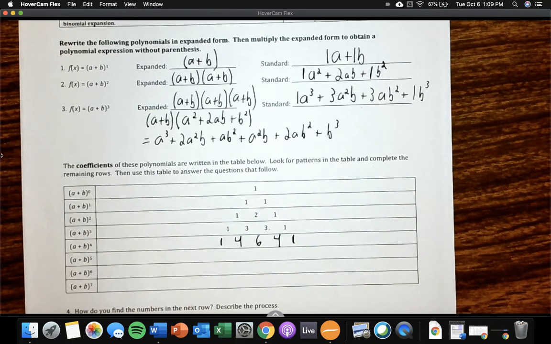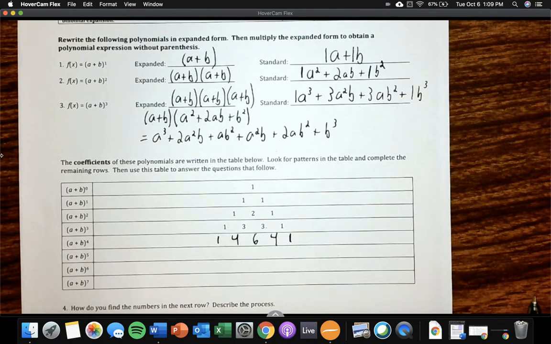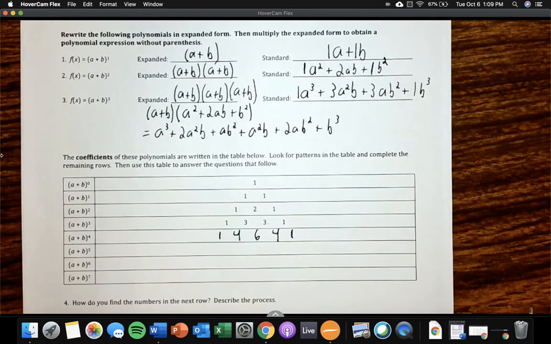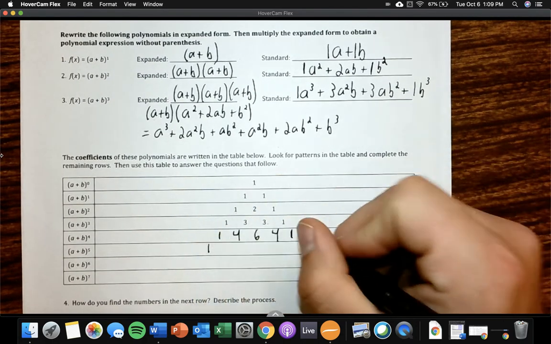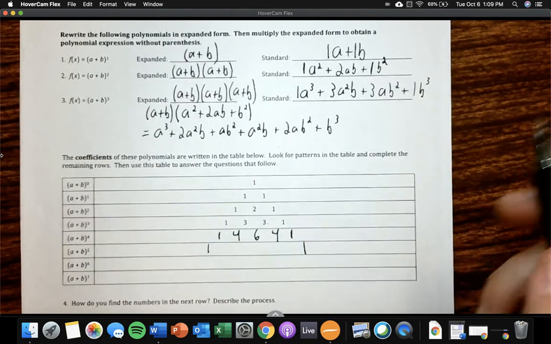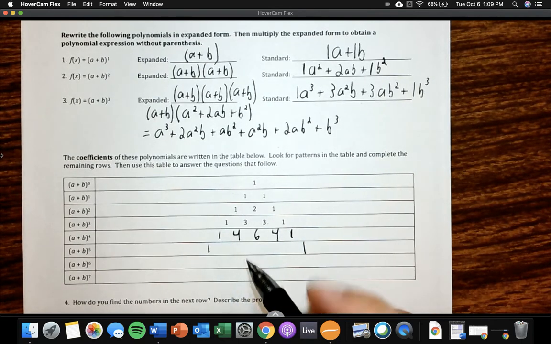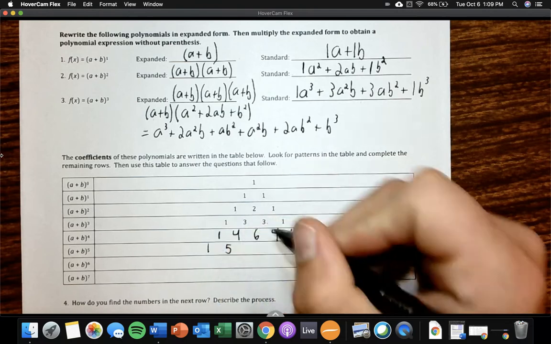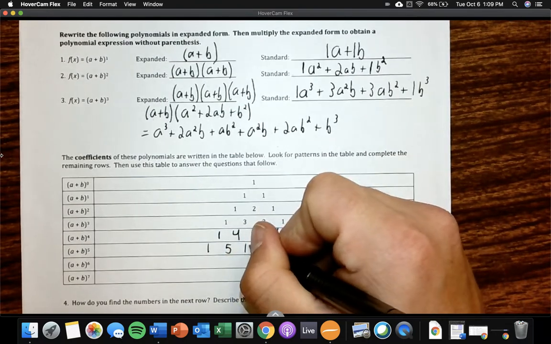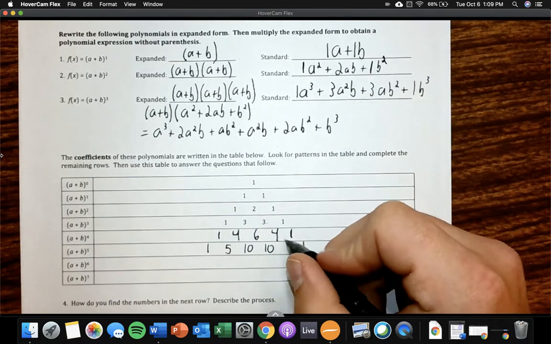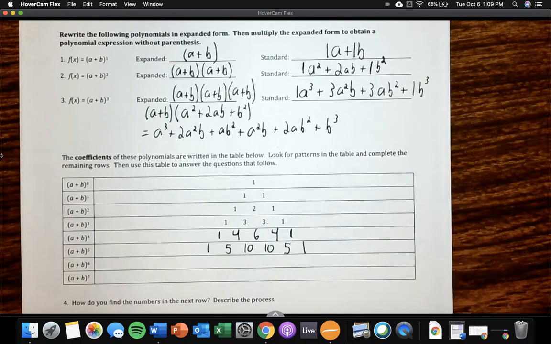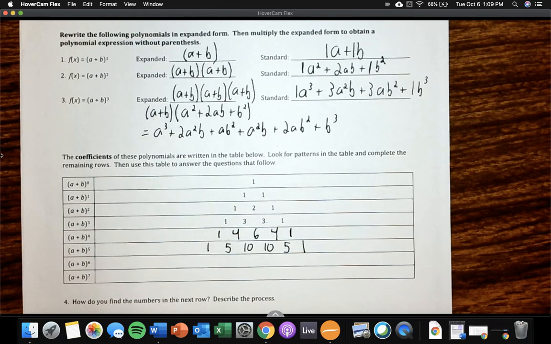All right, and we can keep following this pattern to determine the coefficients of an expanded binomial. So we know, again, it's going to start with 1 on the side. And then we're just going to add them up, right? 1 plus 4 is 5. 4 plus 6 is 10. 6 plus 4 is 10. 4 plus 1 is 5.